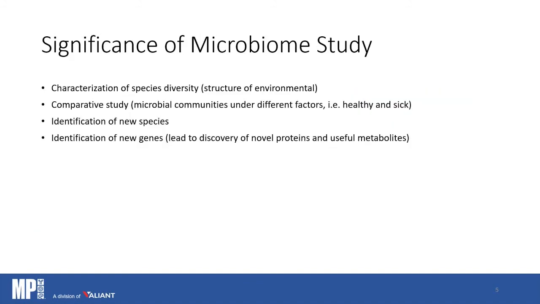By studying microbiome, scientists can characterize the microbial structure of an environment so as to monitor the changes upon events such as pollution and natural disaster. The structure of microbiome can also be used for comparative study. For example, the difference between the microbial community in the feces of a healthy and sick individual. Moreover, the study of genetic material can lead to the identification of new species or new genes that encode novel proteins or other useful metabolites such as antibiotics. This represents a vast area to explore because there are so many places on Earth that are yet to be discovered, and each of them has a microbiome.